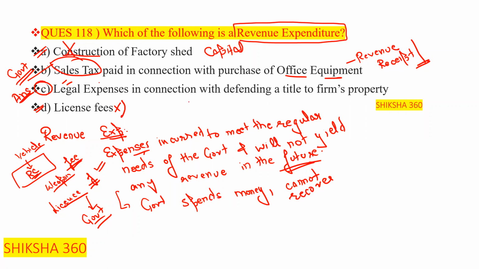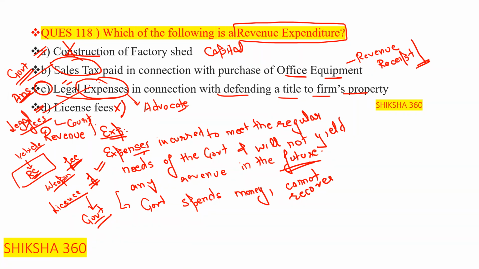Now move to the next question, clear. Here, legal expenses in connection with defending a title to the firm's property, clear. Legal expenses are paid to the advocate, clear. Here they have mentioned the word expenses. If they said legal fees, sometimes we refer to it as court fees, clear.